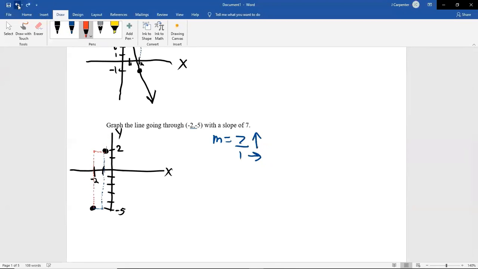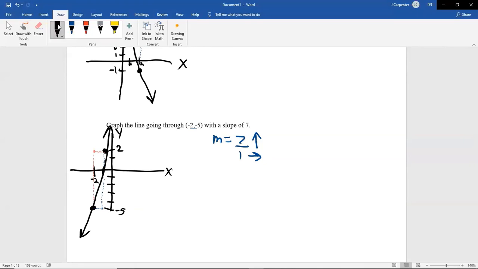As I said, it doesn't matter if you go right and up or up and right. That particular order doesn't matter as long as you have the up paired with the 7 and the right paired with the 1. If you go right 7 and up 1 from this point, you'd end up somewhere in this ballpark, and that would not be correct. So then we just connect our line and extend it. And there we go.